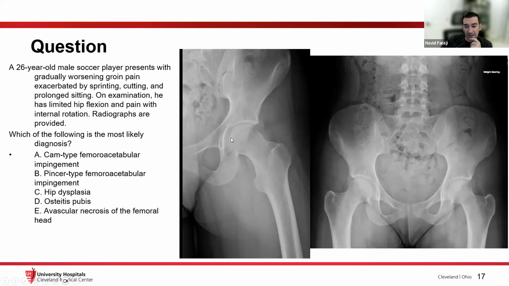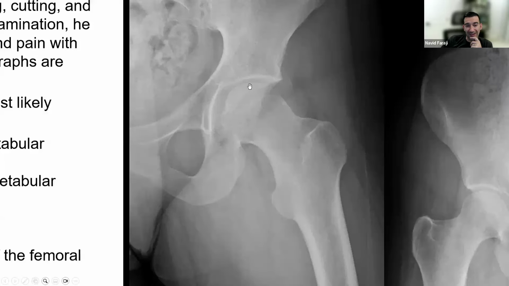Okay, so this is a patient on the left. I think we have kind of a mixed. It's probably both of these a little bit, but it's more CAM. So this lateral view of the left hip is showing you that there is excess bone at the femoral head neck junction.